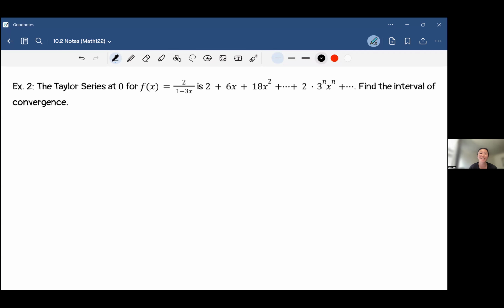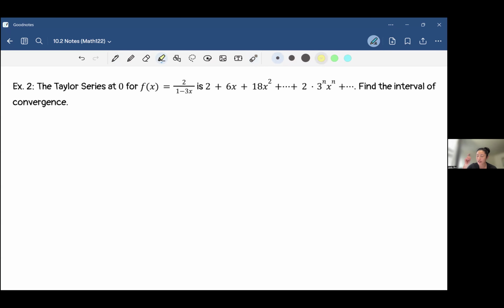So in this video, we're going to take a look at a couple more examples on Taylor series and finding the interval of convergence. Okay, so the Taylor series at 0 for f of x equals 2 over 1 minus 3x is given by this equation.